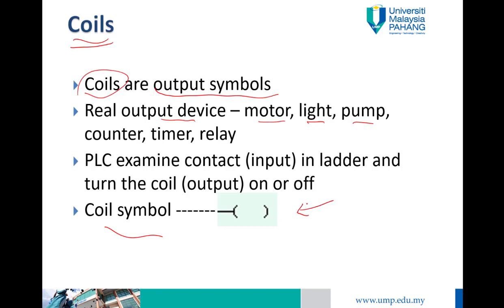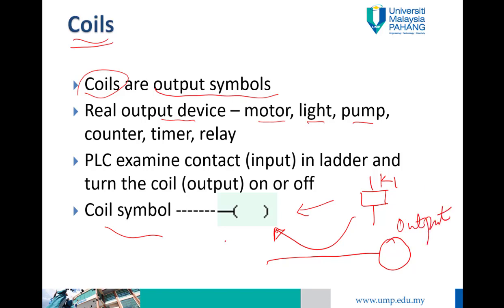So the coil symbol is this one. In electro hydraulic or electro pneumatic, the symbol of the coil is like this, and normally we put a label, K1 for example. But in PLC, we use this symbol, or sometimes we also use a circle symbol. They carry the same meaning, which is the output. This is also the output symbol.